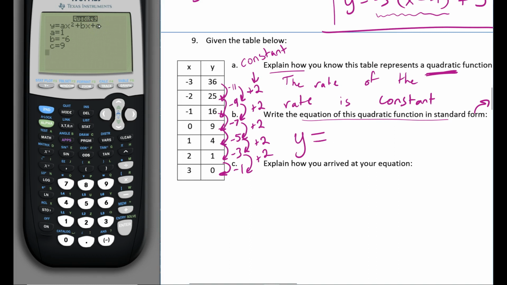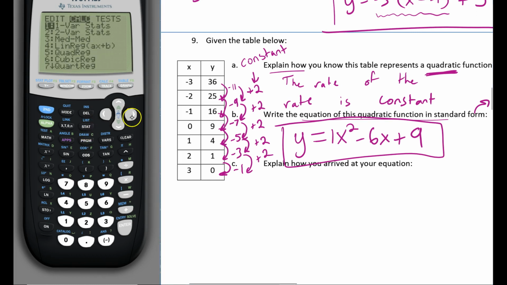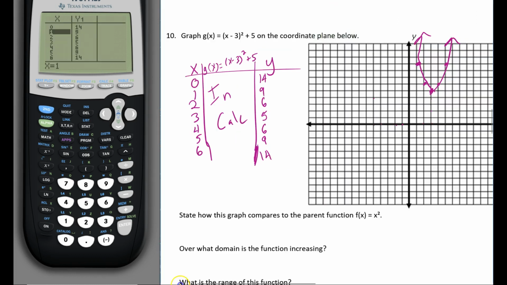So it already took that data and figured out what the a value is going to be, what the b value is going to be, and the c value. And that would be the equation of this table right here. And if you're asked to explain how you arrived at your equation, you would just describe what you did in the calculator. So you would say that you put your x values into L1 and your y values into L2. Then you went to Stat, Calc, Quadratic Regression, and hit enter. That's all you need to say for this if you did it all in the calculator.